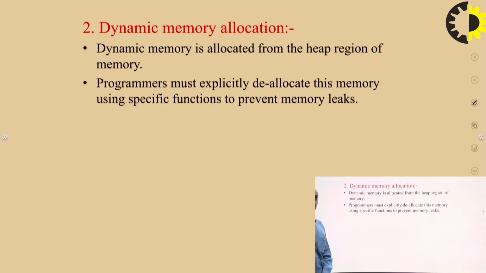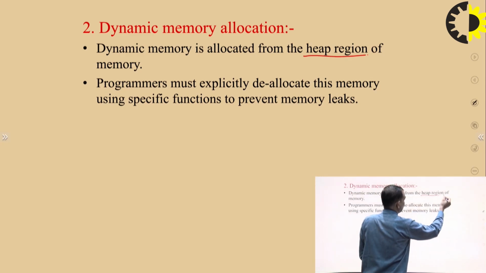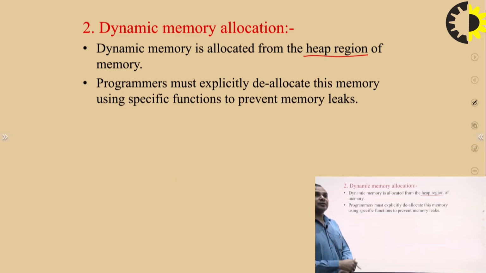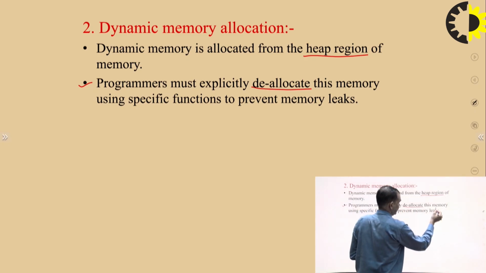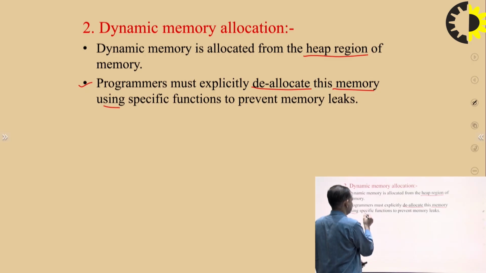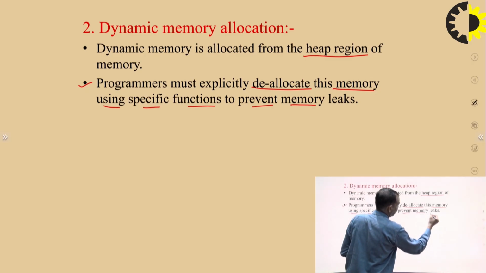Next, dynamic memory allocation goes in the heap part of the memory, while static memory allocation goes to the stack part of the memory. Programmers must deallocate this memory using a specific function to prevent memory leakage. This is another major difference, an important point of dynamic memory allocation.